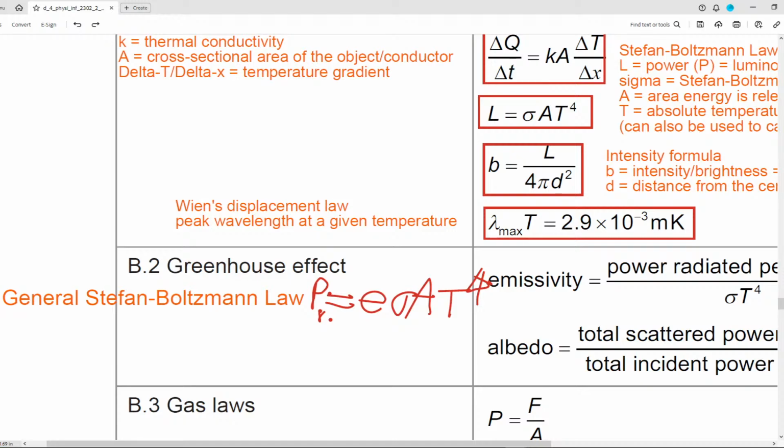Albedo, on the other hand, is related, but not quite the same thing, or not even the opposite thing. It's related in the sense that albedo is just the proportion that's reflected.